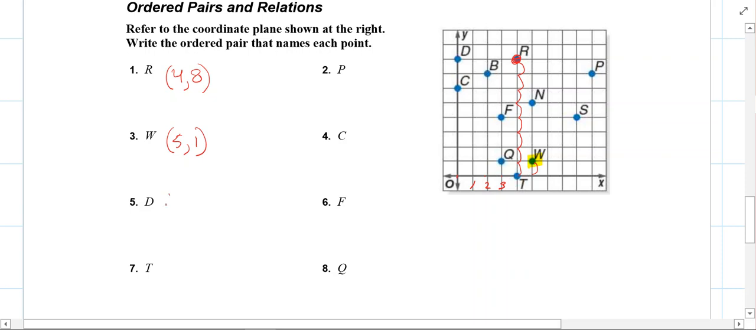Now we'll go to D. D is here on the vertical axis. So we're going to start at the origin, and we don't move left to right, so that's a 0. Make sure you write that down for your x because you're not moving left or right. But we are moving up, so it's going to be a positive 1, 2, 3, 4, 5, 6, 7, 8. And finally, T. T is on the x-axis, so we will not be moving up or down. We're just moving to the right. So start at the origin. 1, 2, 3, 4. So that would be 4, comma 0.